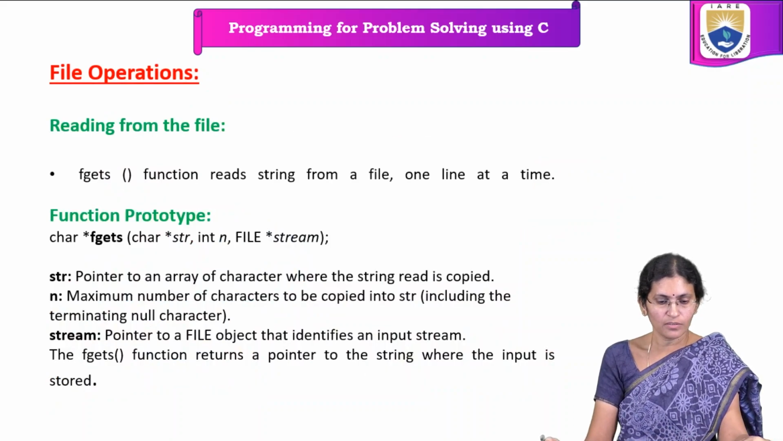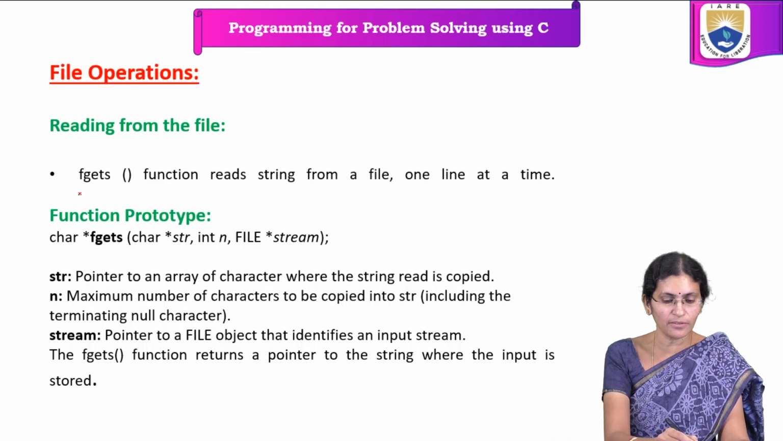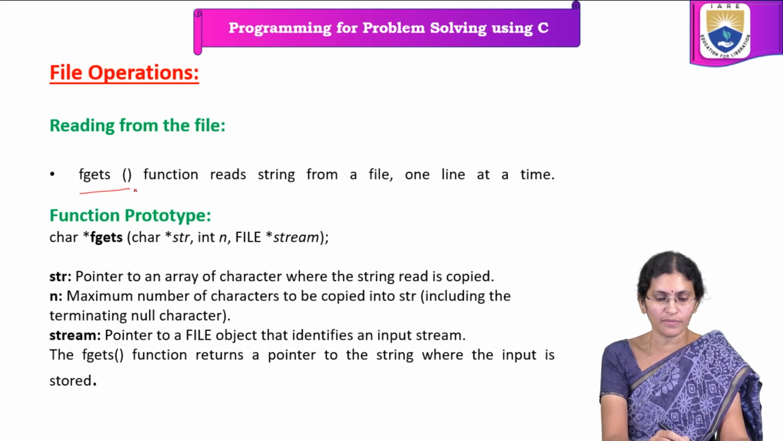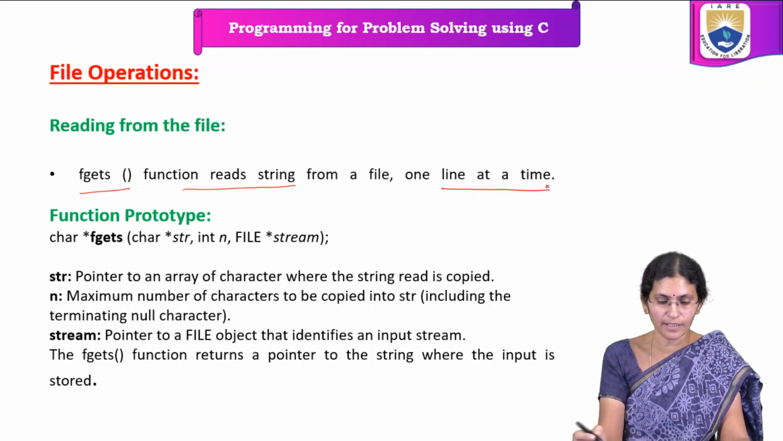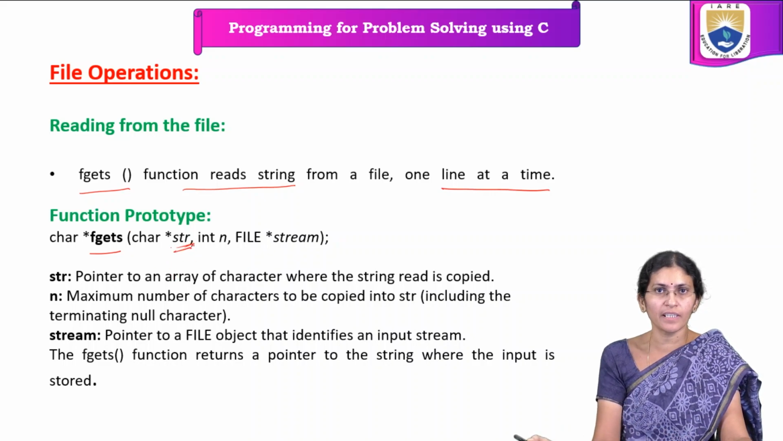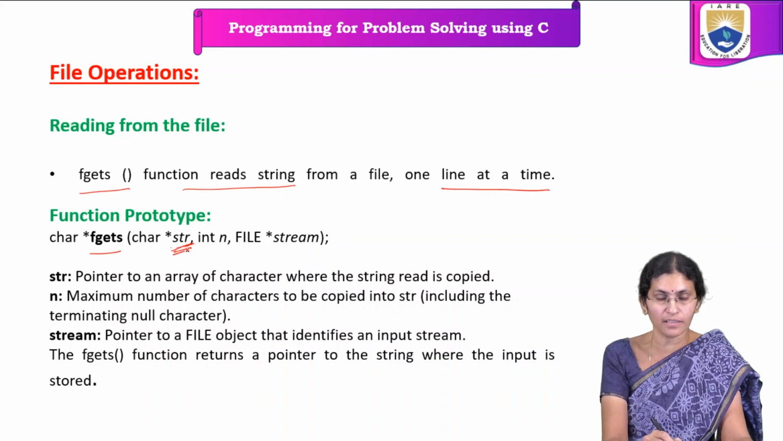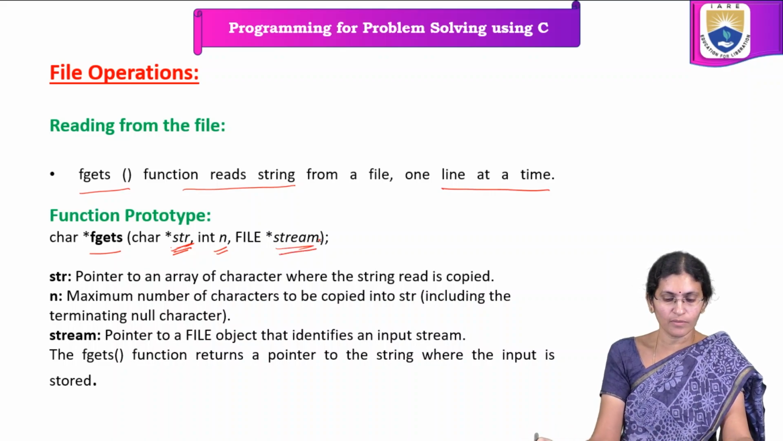Next, there is another function we can make use of to read from the file. So the fgets function. The fgets function reads a string from the file one line at a time. Here the function prototype is: fgets is the function name and it takes three arguments. First one is a character pointer, next one is an integer value, and the last one is a file pointer.